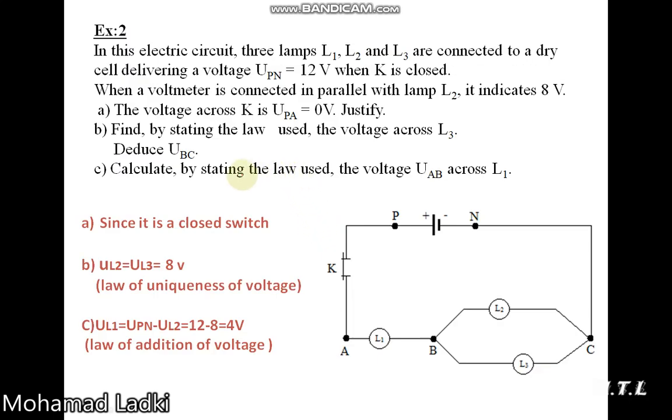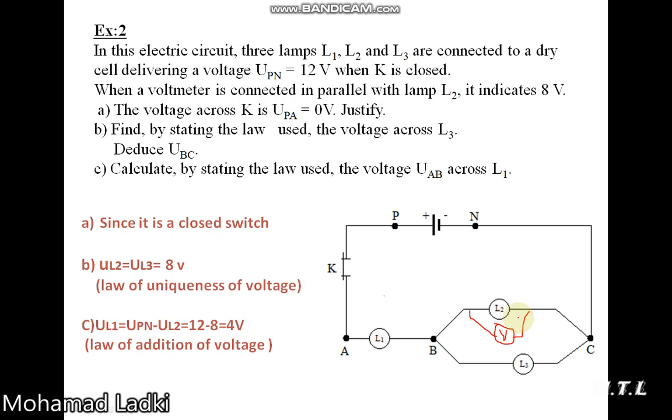A second example. In this electric circuit, three lamps L1, L2, and L3 are connected to a dry cell delivering a voltage of UPN equal 12 volts when K is closed. When a voltmeter is connected in parallel with lamp L2, it indicates 8 volts. When we put the voltmeter on this lamp, it gave us 8 volts. So the voltage across the lamp L2 is 8 volts.